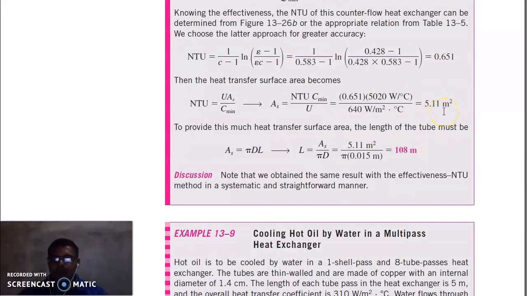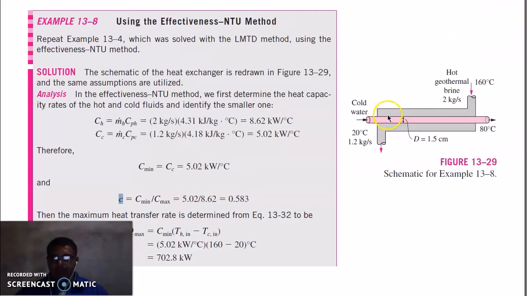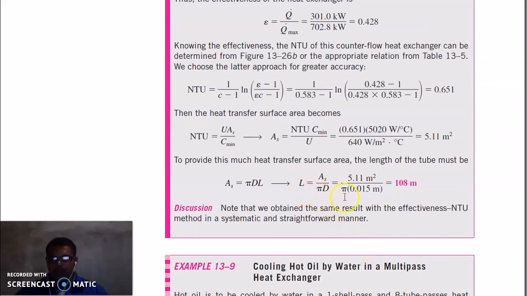And on the basis of this area you can find the length of the pipe. We have to find this length of pipe. Diameter is given, so if you put diameter here you will get the length of pipe, which is 108 meter here. Note that we obtained the same result with the effectiveness-NTU method in a systematic and straightforward manner.